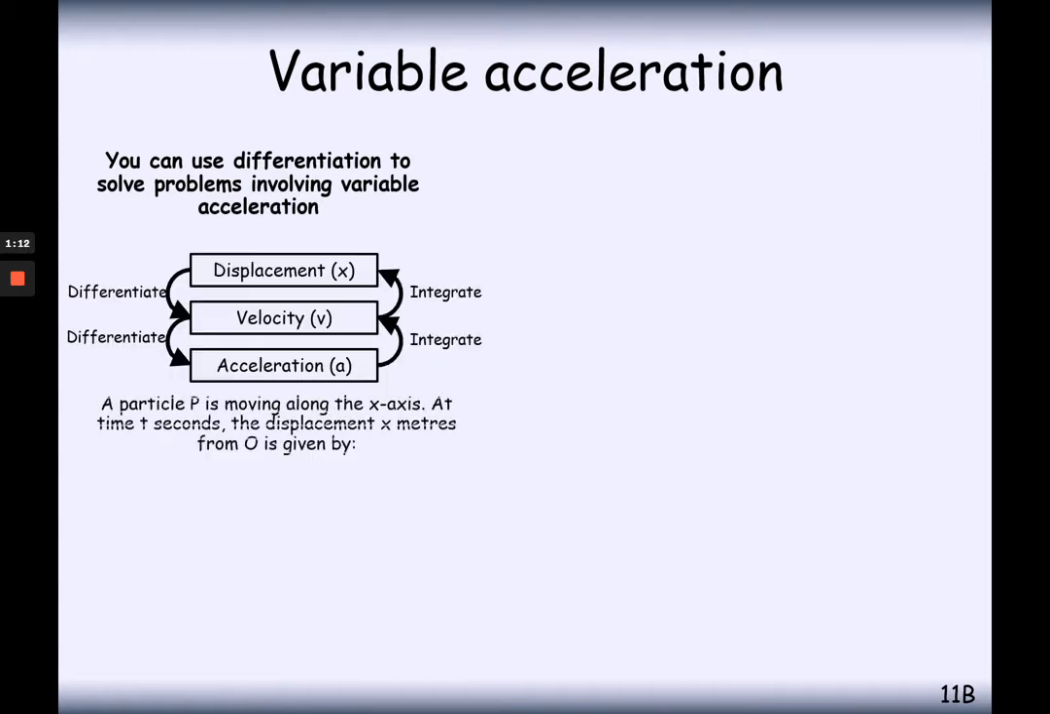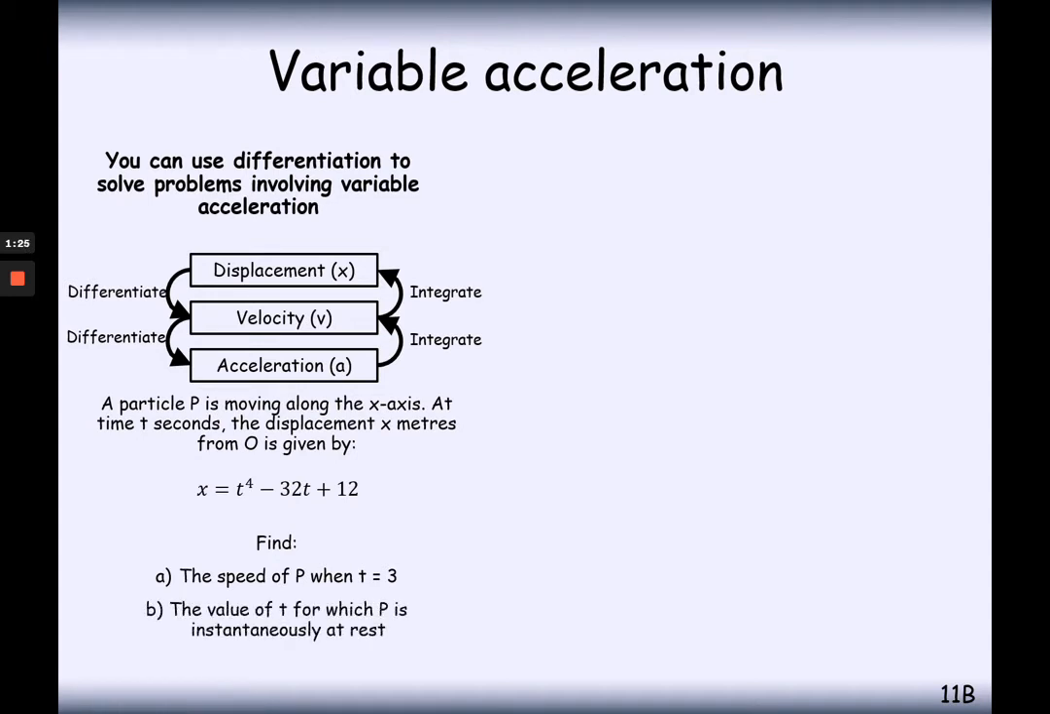Okay, so if we go through an example, particle P is moving along the x-axis at time t seconds. The displacement x meters from O is given by this formula, and we need to find the speed of P when t equals 3, the value of t for which P is instantaneously at rest, and the magnitude of the acceleration when t equals 1.5.